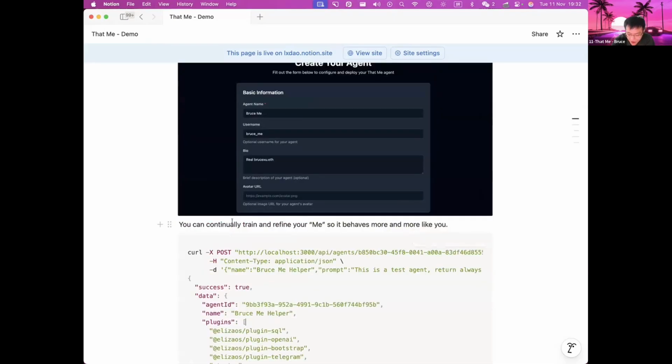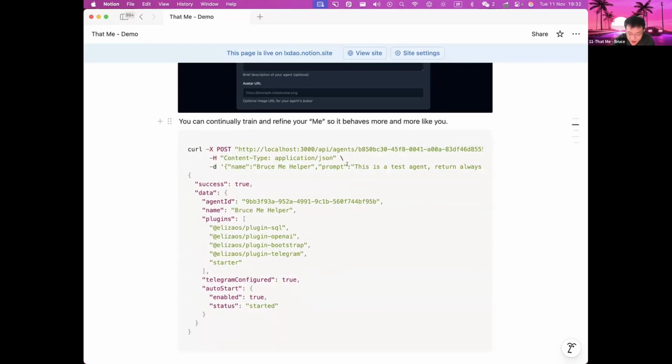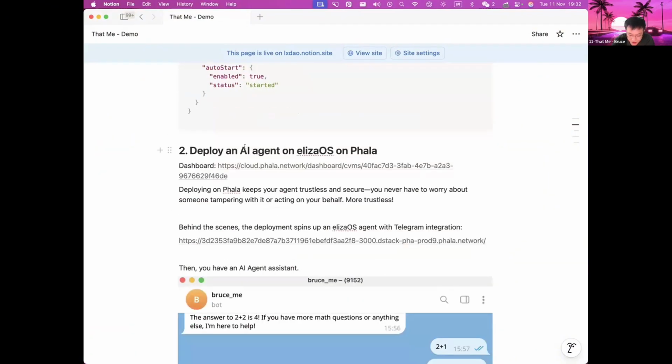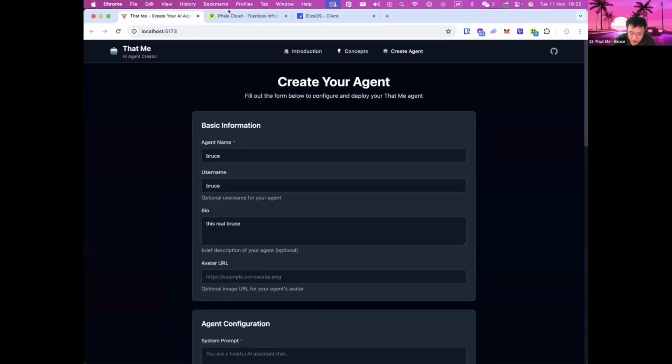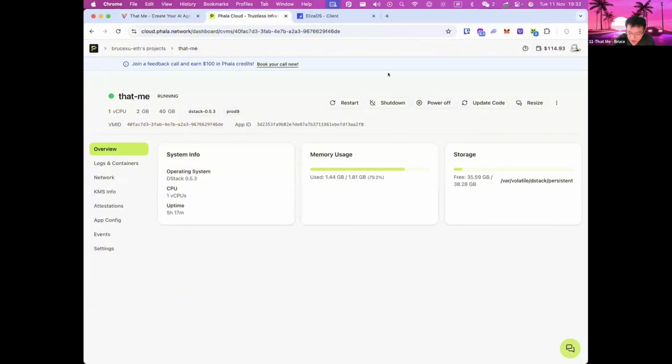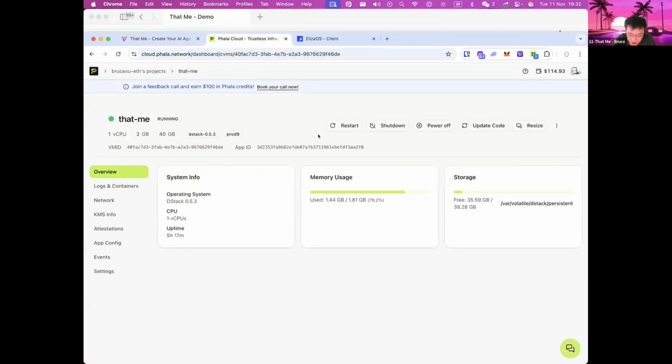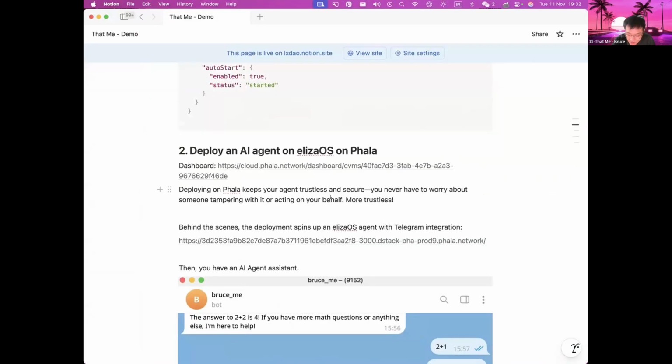Basically, it's like a normal AI agent, so you can train and refine your That Me. It's actually deployed on Phala, on the Eliza OS. This is their awesome dashboard, and everything works fine. Because it's on Phala and TEE, it's trustless and secure, so you don't need to worry about someone acting on your behalf, because this is your representation.